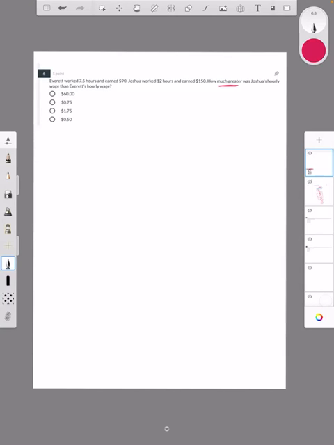We want to find the unit rate for both Everett and Joshua, meaning how much they earned in 1 hour. And then afterwards, since we're trying to figure out how much greater Joshua's hourly wage was than Everett's hourly wage, we're going to have to subtract those two and figure out the difference. So let's start by figuring out what Everett's hourly wage was. He worked 7.5 hours and earned $90. If we want to figure out his hourly wage, we're going to have to divide 90 by 7.5.